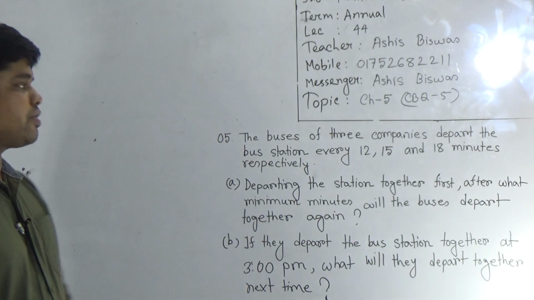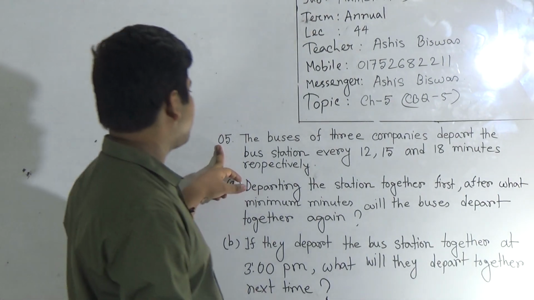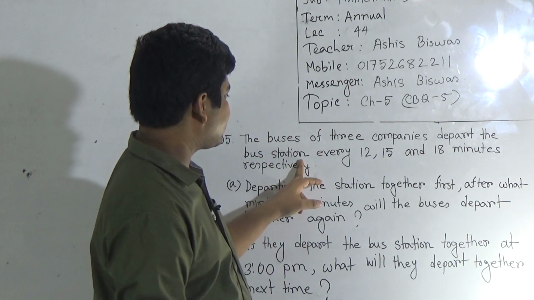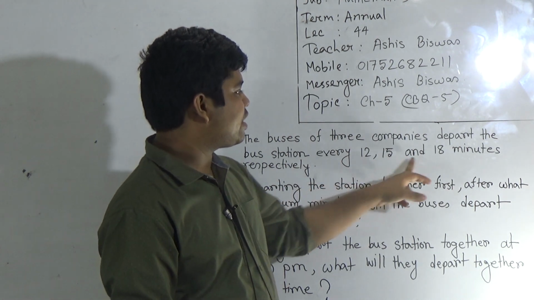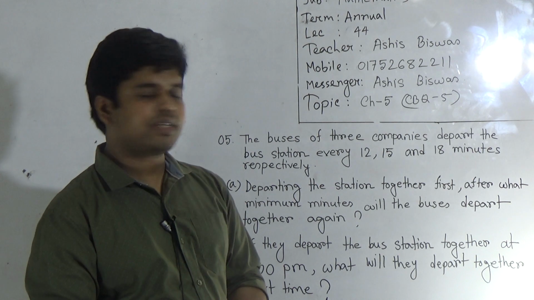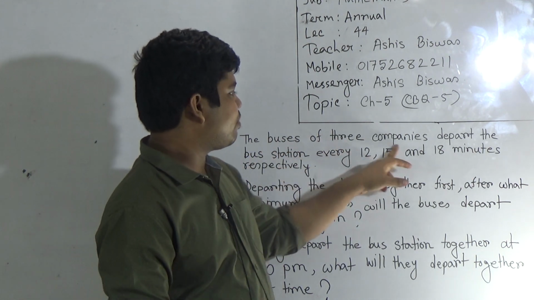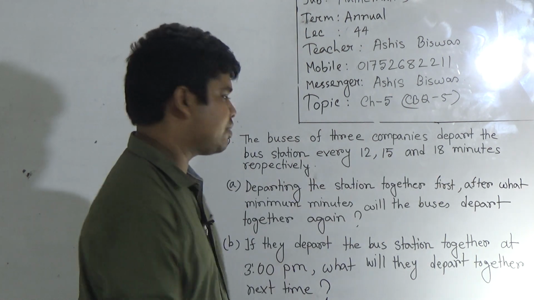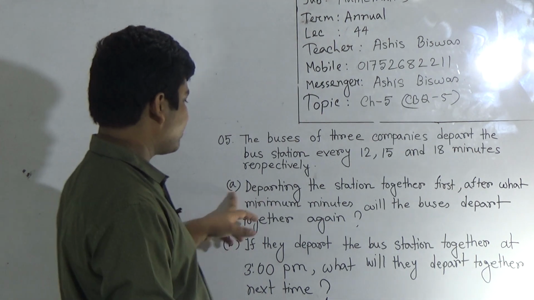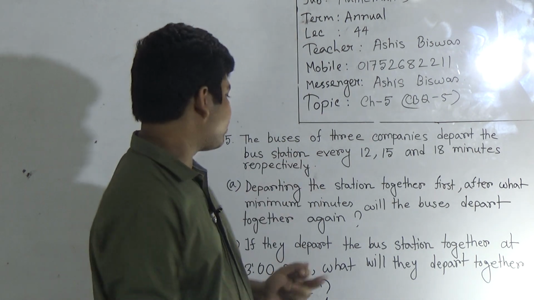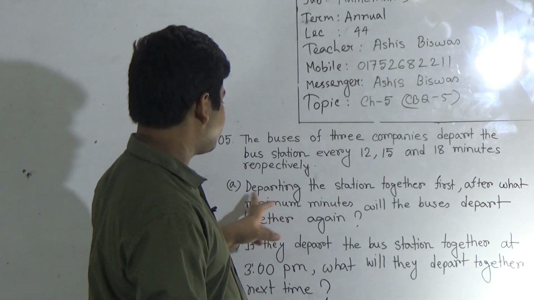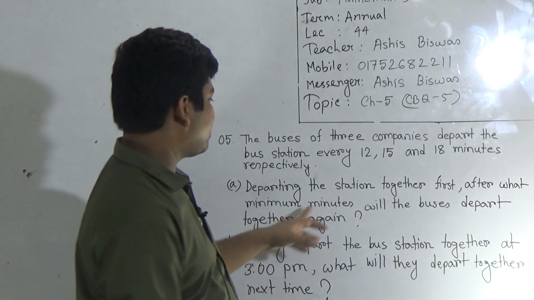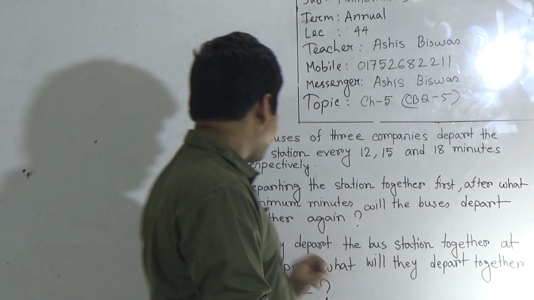Before starting our class, at first we read the question. Question CBQ number 5. The buses of 3 companies depart the bus station every 12, 15 and 18 minutes respectively. By using this information, we shall solve questions A and B. Question A: departing the station together first, after what minimum minutes will the buses depart together again?